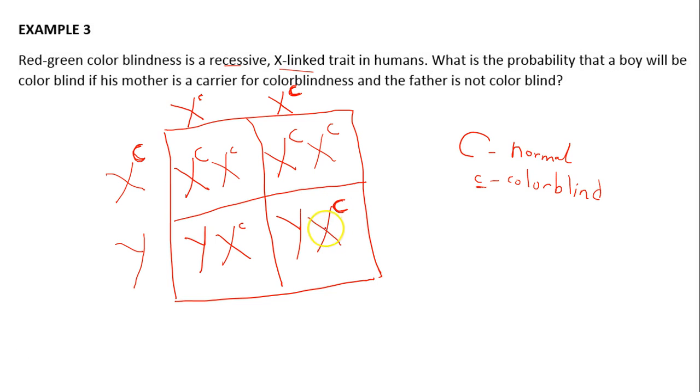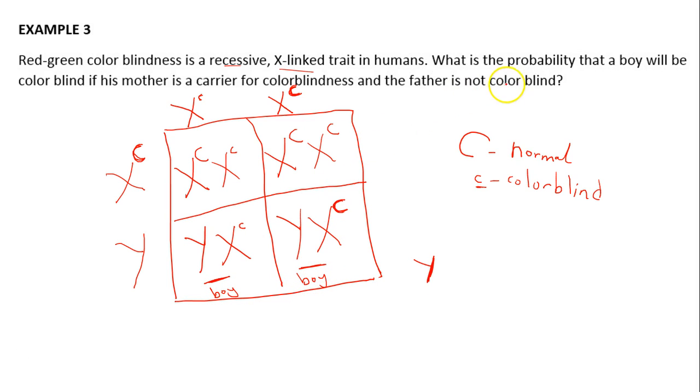Now they're asking, what is the probability that a boy will be colorblind? How many boys are in this Punnett square? We have this boy and this boy, the two offspring with a Y chromosome. Remember that Y looks kind of like an open zipper. So remember that these are the boys.